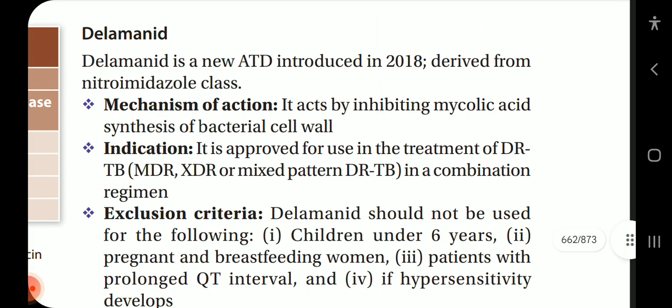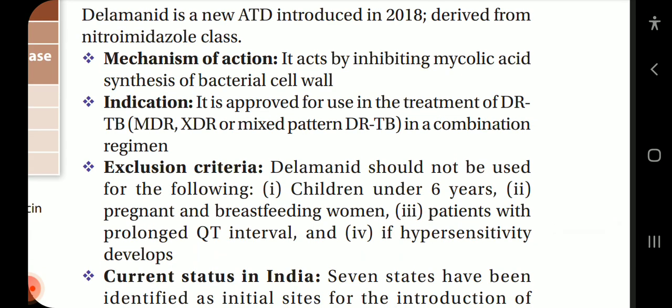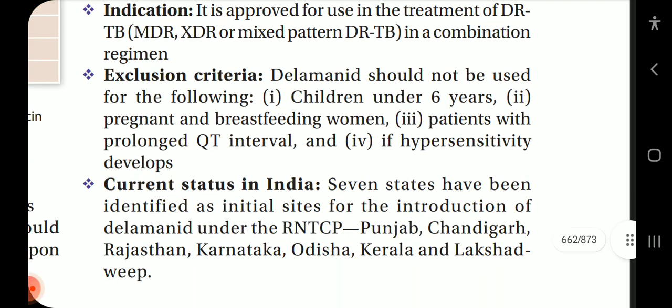delamanid. Delamanid is a new ATD introduced in 2018, derived from the nitroimidazole class. Mechanism of action: it acts by inhibiting mycolic acid synthesis of the bacterial cell wall. Indication: it is approved for use in treatment of DRTB, MDR, XDR, mixed pattern DRTB in a combination regime. Exclusion criteria: delamanid should not be used in children under 6 years, pregnant and breastfeeding women, and patients with prolonged QT interval, and if hypersensitivity develops, then also it should not be used.